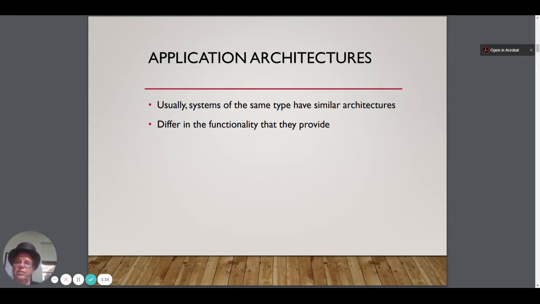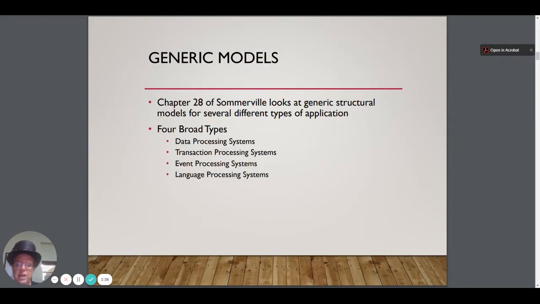So, usually systems of the same type have similar architectures, but they do differ in the type of functionality that they provide, and that's what we mean when we talked about vertical markets. And basically, we can use the same architecture over and over again to provide similar functionality, similar systems that provide slightly different functionality. We can reuse the application architecture. So Chapter 28 looks at generic structural models for several different types of application.